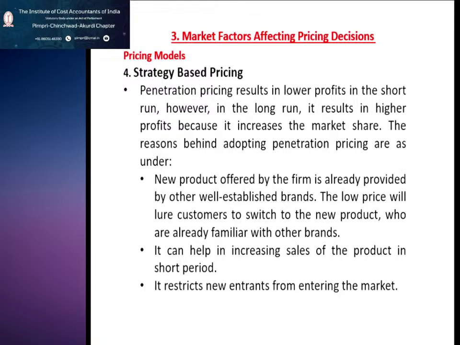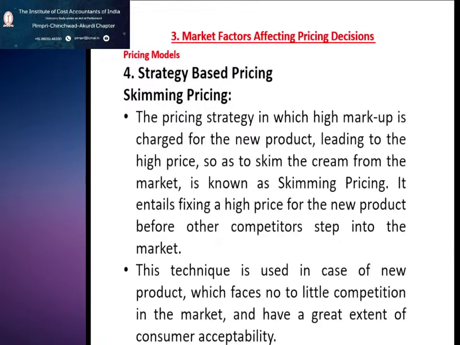Another, penetration pricing helps in increasing the sales of the product in a shorter period, and it restricts new entrants from entering the market because no one is able to afford the kind of pricing that penetration pricing has made available to the customers. So that's the benefit of penetration pricing as a strategy. There is a strategy entirely followed by the businesses to capture the market share of that entire telecom industry. That's what, if you closely observe, the Reliance Jio strategy had been.